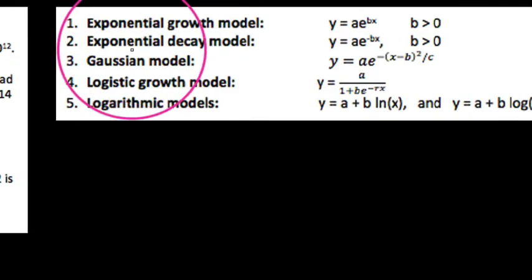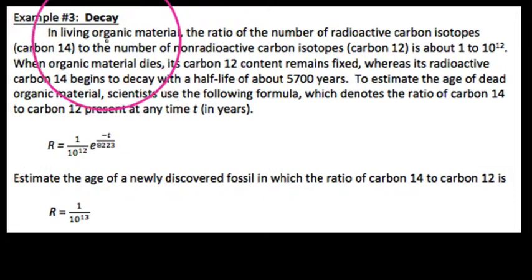We'll present how this is a decay model and how we're going to interpret some of the things that are shared here. So we say in living organic material, the ratio of the number of radioactive carbon isotopes, we call these carbon-14, to the number of non-radioactive carbon isotopes, which is carbon-12, is about 1 to every 10 to the 12th of those. So basically we say for every one carbon-14, we have 10 to the 12th of these carbon-12s, which is really little to a whole lot.